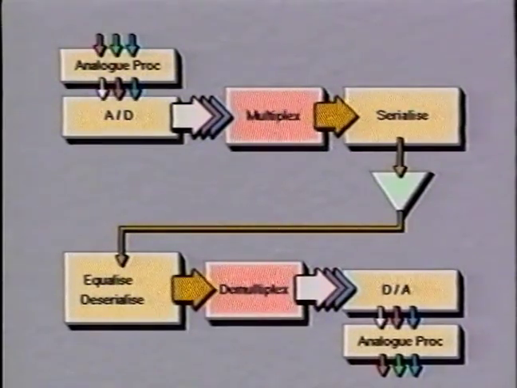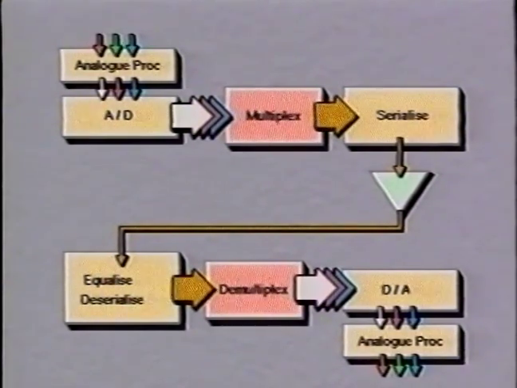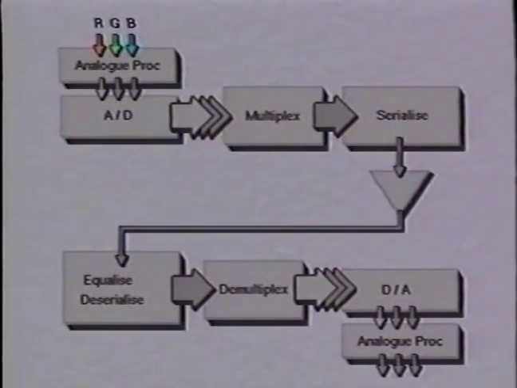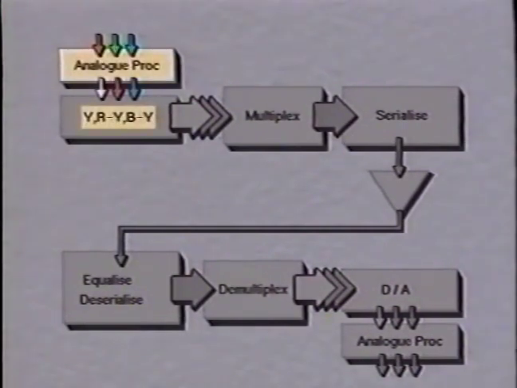Here is an example of a typical path for a component signal through a serial digital interface, SDI for short. This will help locate each process as we explain them in more detail. We have started with analog RGB, which is coded into component Y, R-Y, and B-Y, and the color difference signals attenuated to CR and CB.